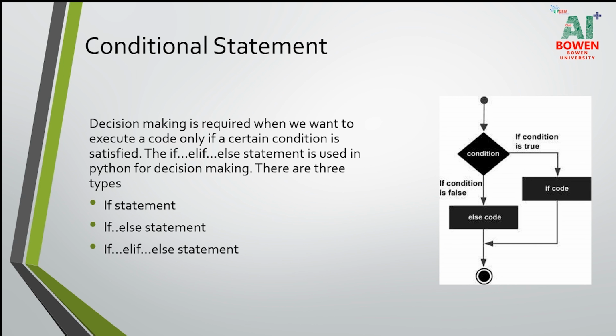Basically, look at this flow chart. We have a simple condition that needs to be checked. Then we say, if the condition is true, print out this. If the condition is false, print out this. Let me give you a simple example. We are trying to calculate whether a student got A, B, C, D, or E.